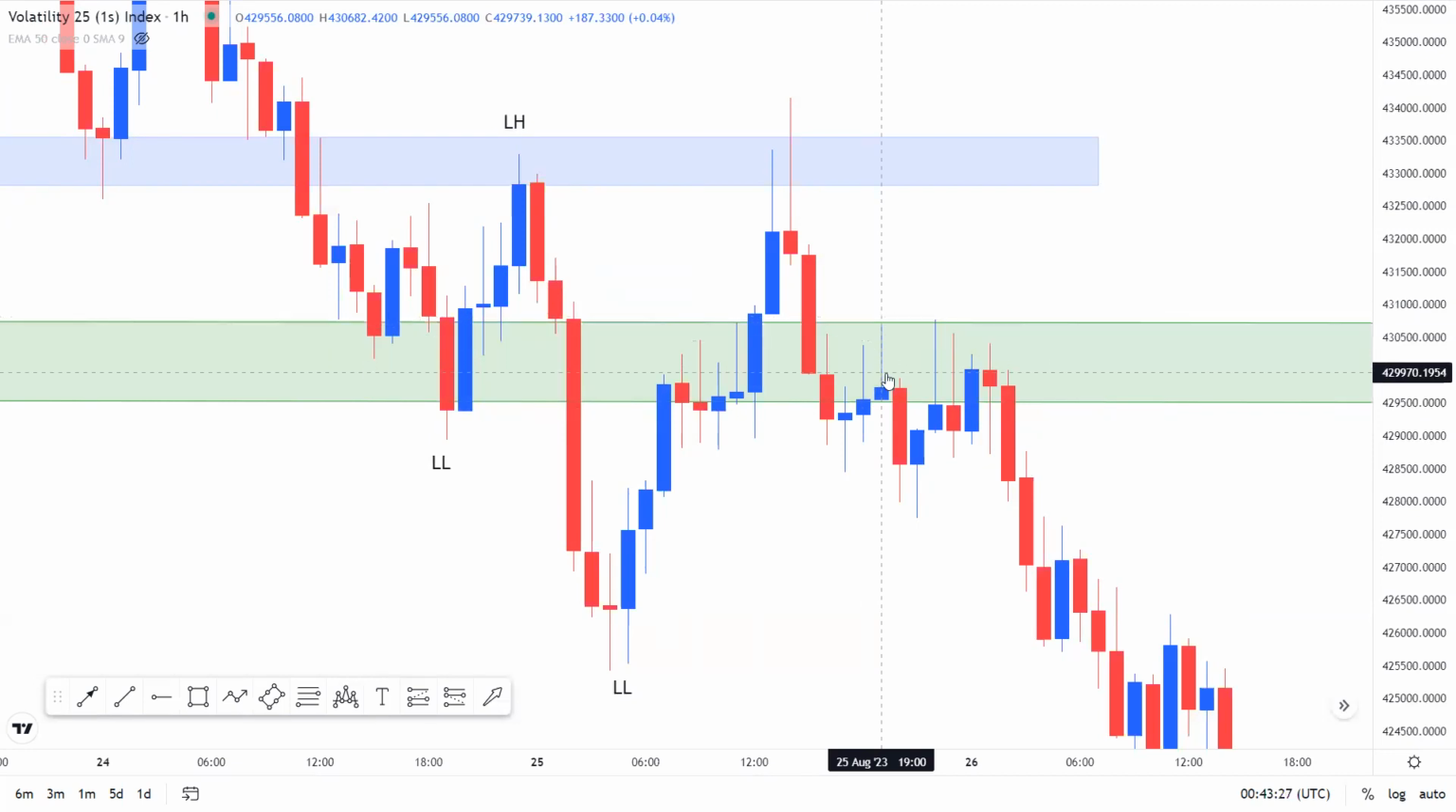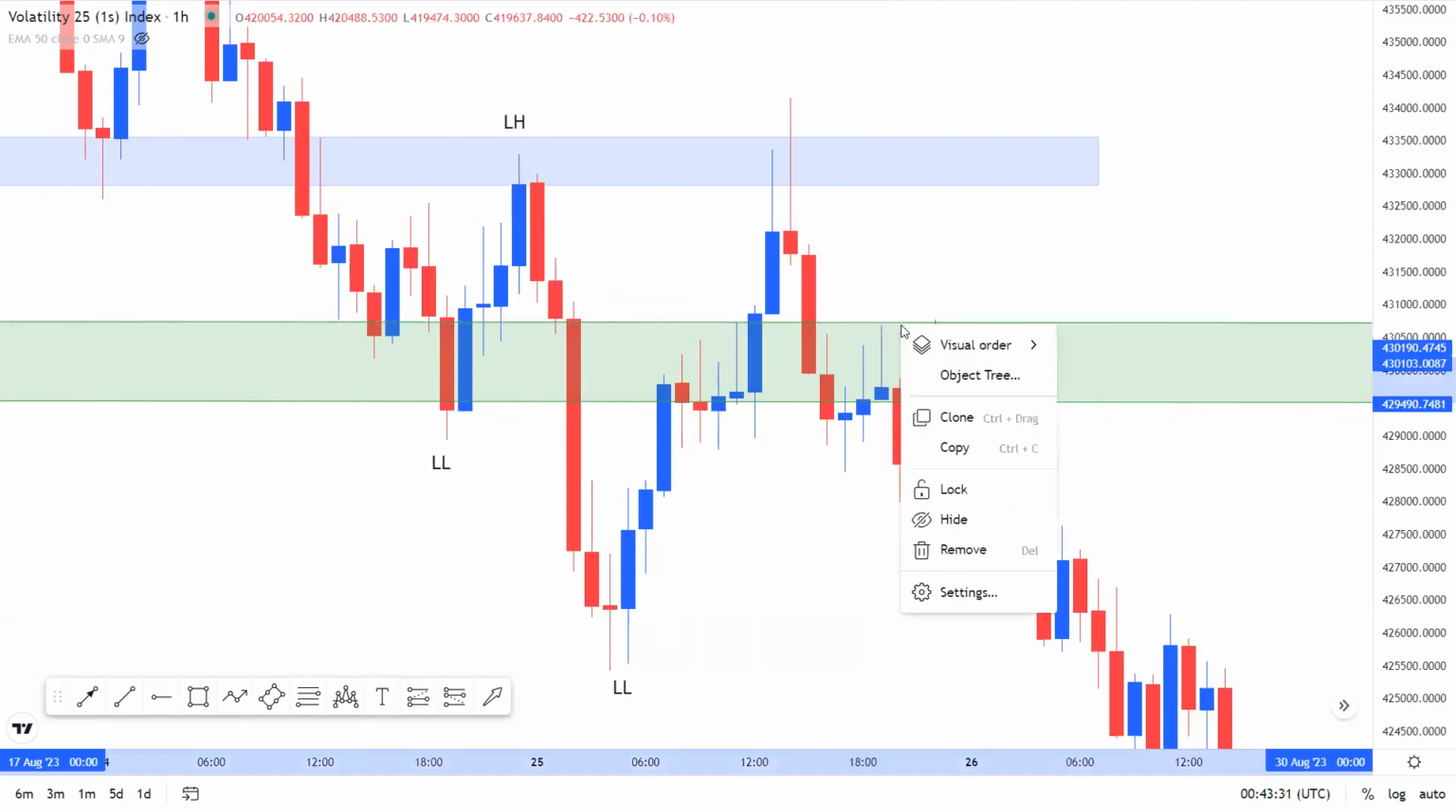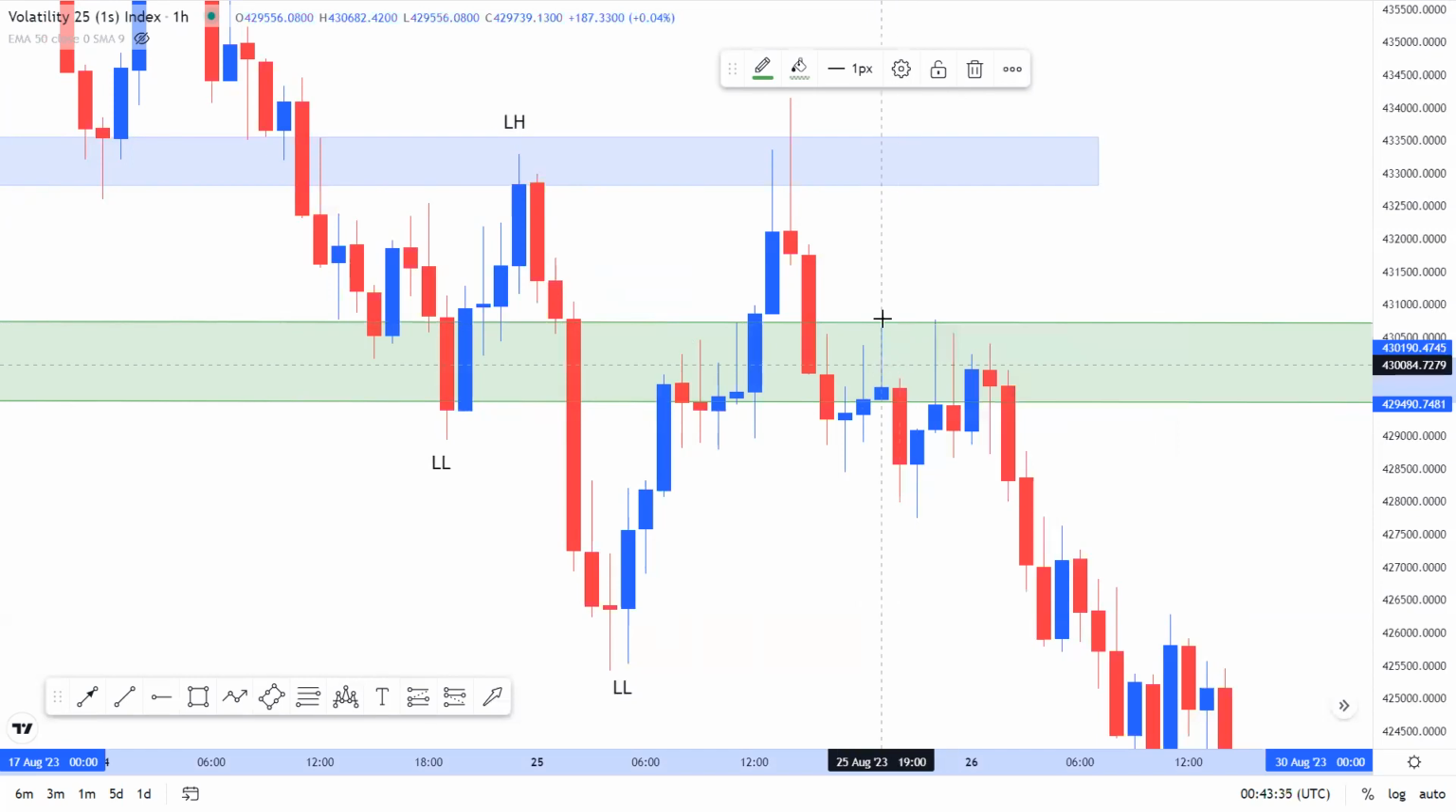The sellers stepped in, rejecting the buyers from moving price past this level a second time. And then, of course, during the potential right shoulder, we got to see the buyers step in again a third time to push price past the level, and then the sellers rejected.